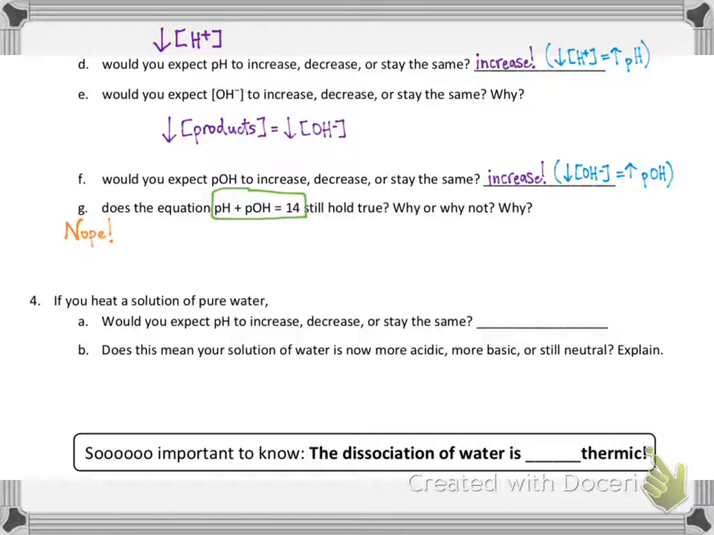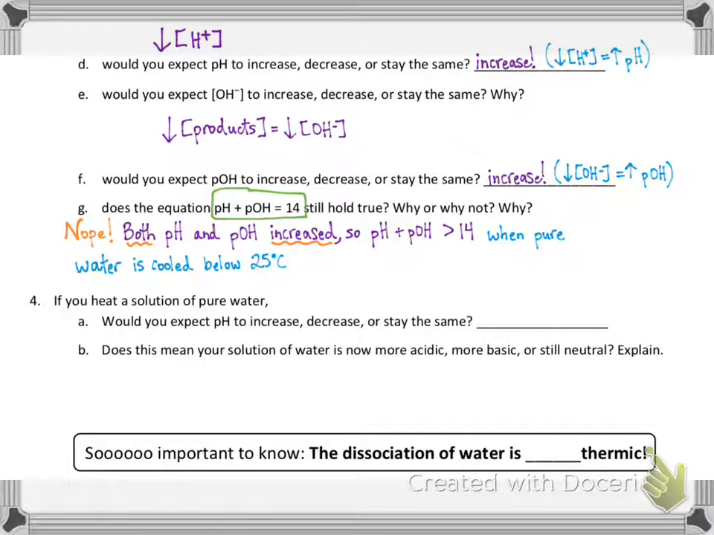Would you be shocked to learn that no, this equation does not hold true? Remember, both pH and pOH increased when we cooled the water. So when you add them together, you're going to get a number bigger than 14 when water gets colder.